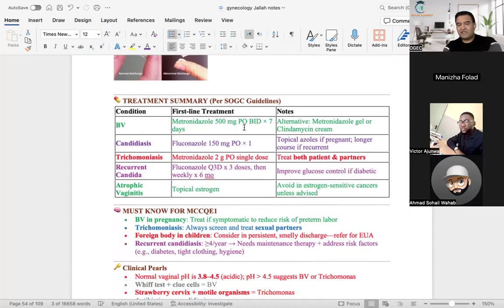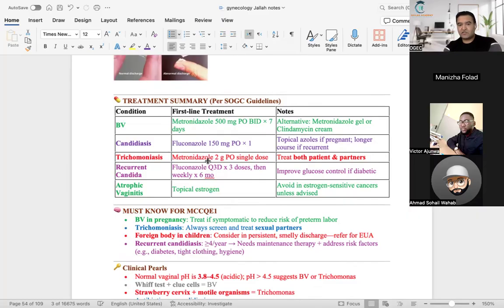So the treatment, I think I did mention metronidazole, 500 milligrams BID for 7 days. Candidiasis, this is a single dose unless the patient is immunocompromised. If the patient is immunocompromised and also has recurrent infection, what do you do? You give 3 doses over 3 days, then switch to weekly for 6 months.